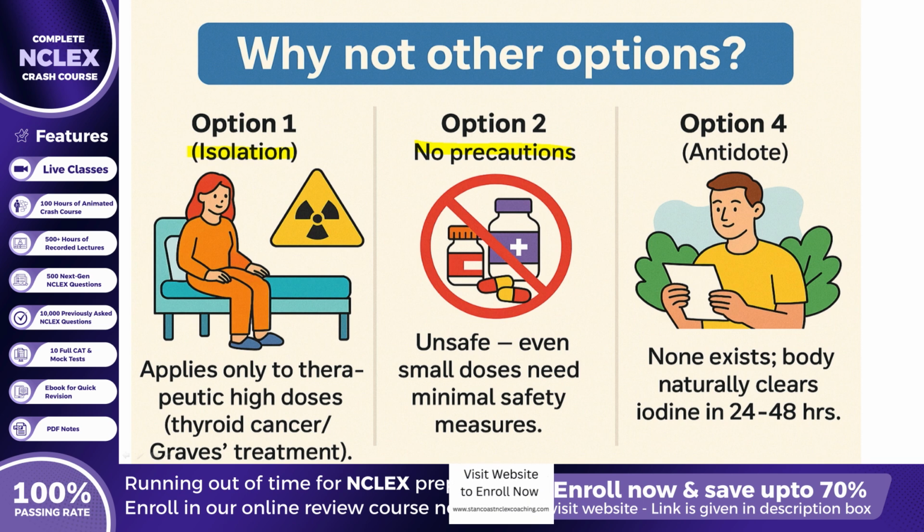Finally, Option 4, you'll be given an antidote to reduce the radioactivity level, is incorrect because there is no antidote for radioactive iodine. The tracer naturally leaves the body through renal and gastrointestinal excretion. Nurses should instead encourage hydration to promote elimination, not suggest treatments that do not exist. Here is your Stancoast Pearl to lock this concept in.